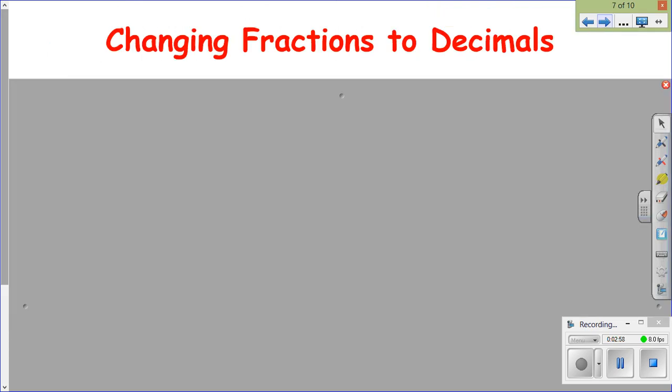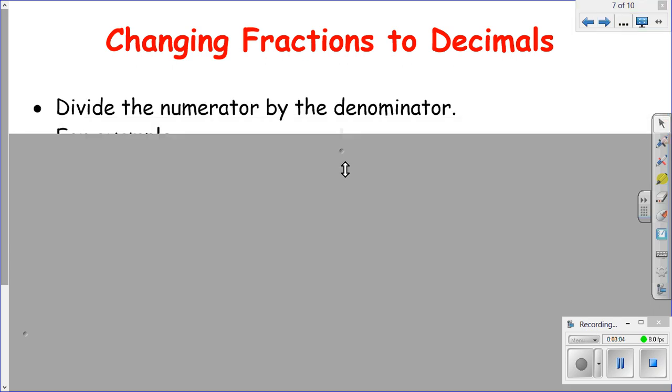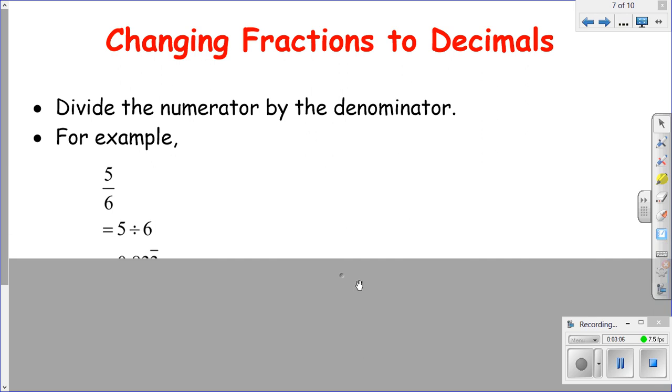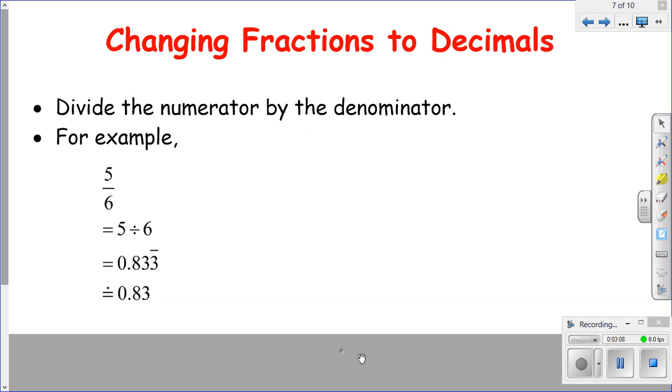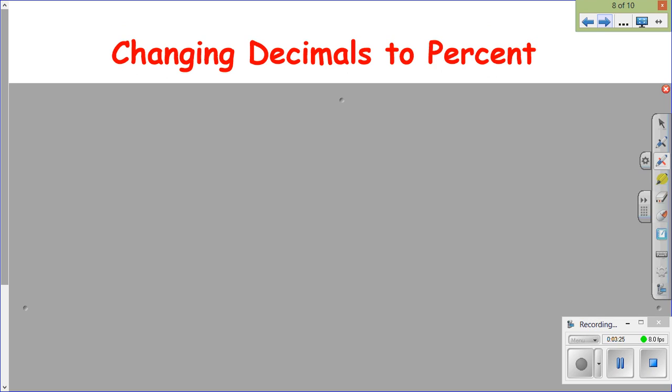Fractions to decimals, we already did that a few minutes ago. When we were looking at changing a fraction to a percent, we just divide the numerator by the denominator. And this is exactly the same question we had before, except we're stopping at the decimal. So 5 divided by 6, right here, becomes this as a decimal. Again, I put the bar over top of the number that's repeated. And then I can round to whatever decimal place.